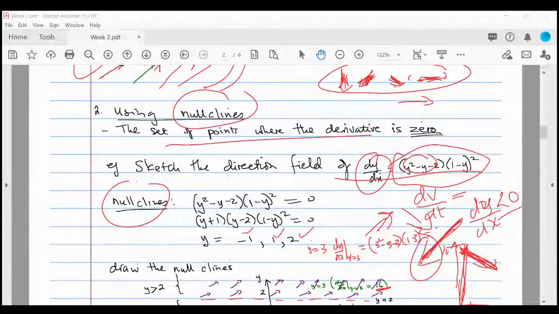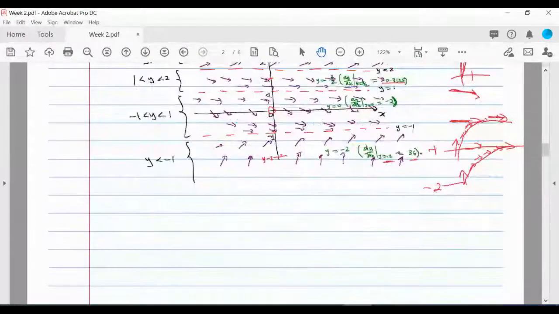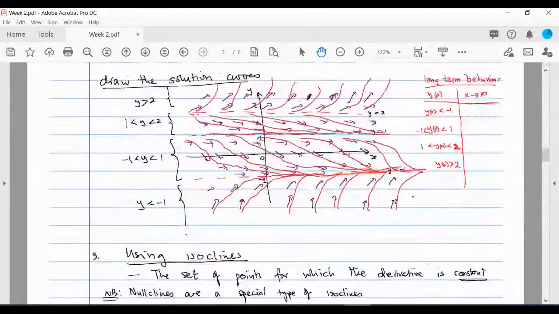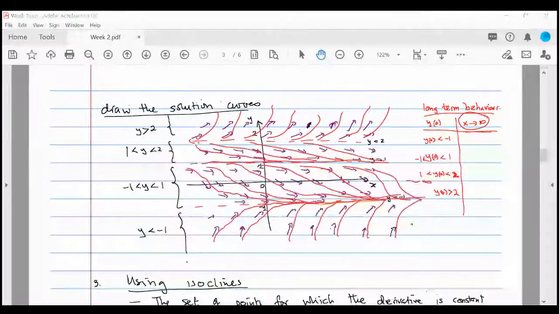Let's move on. So we are done with nullclines here. They have given us the solution curve. Now what we want to know is the long-term behavior as x approaches infinity. So this is the direction of x approaching infinity. So let's say we have taken the initial condition y of 0 there as the initial condition.